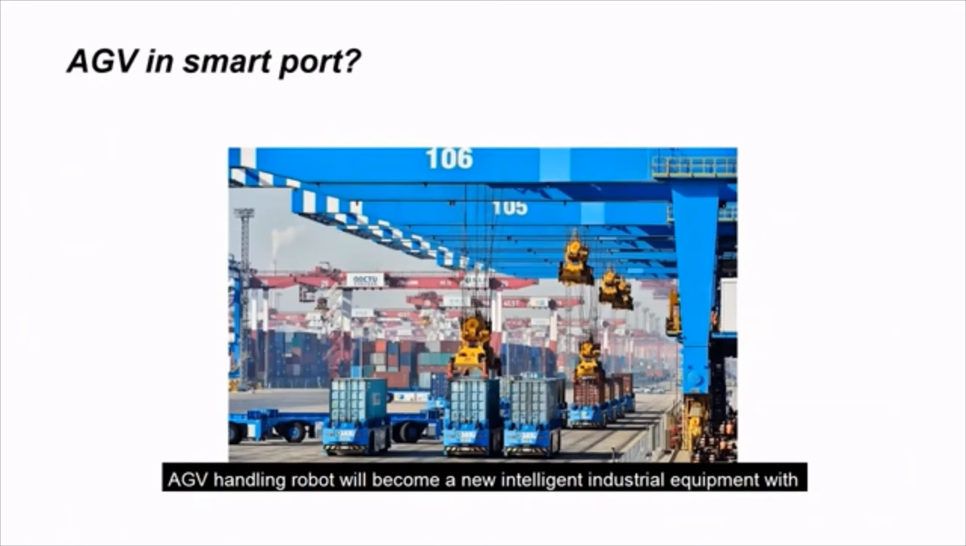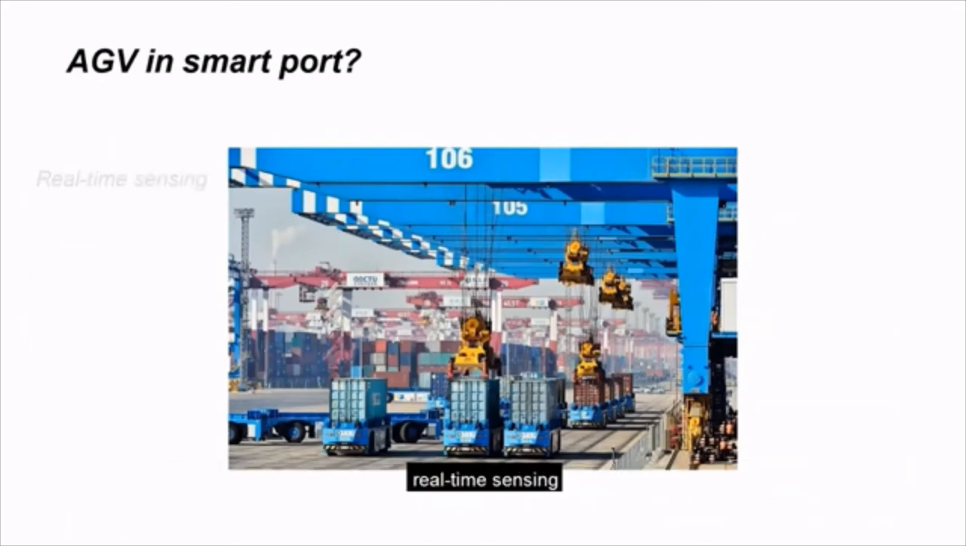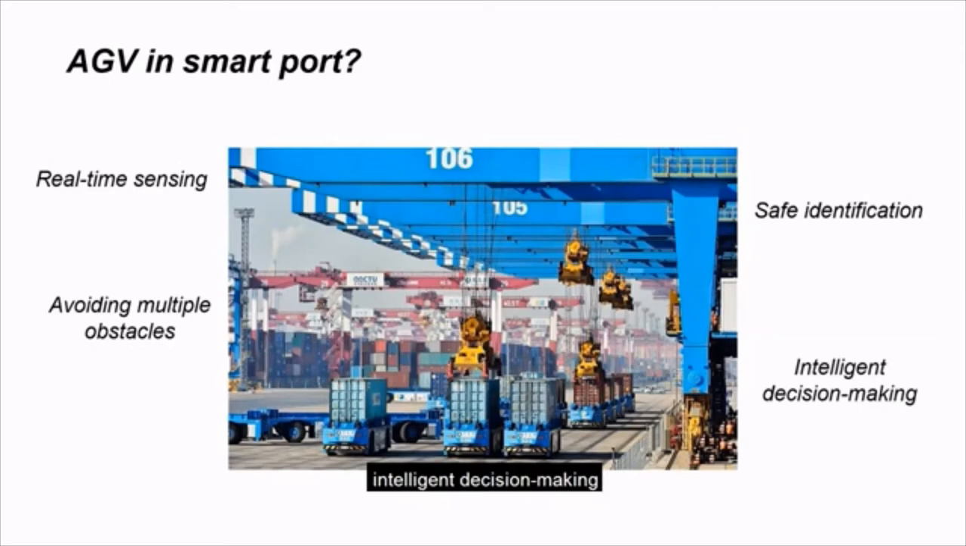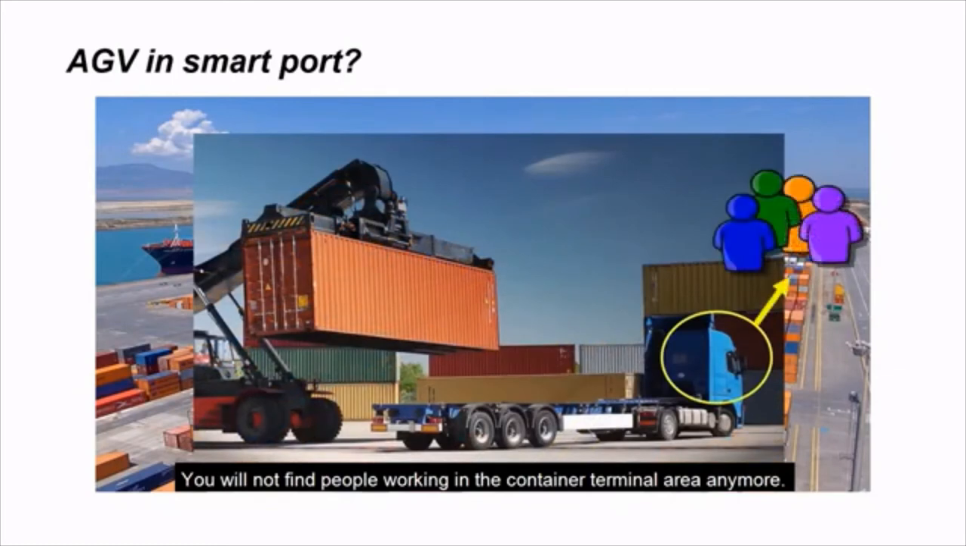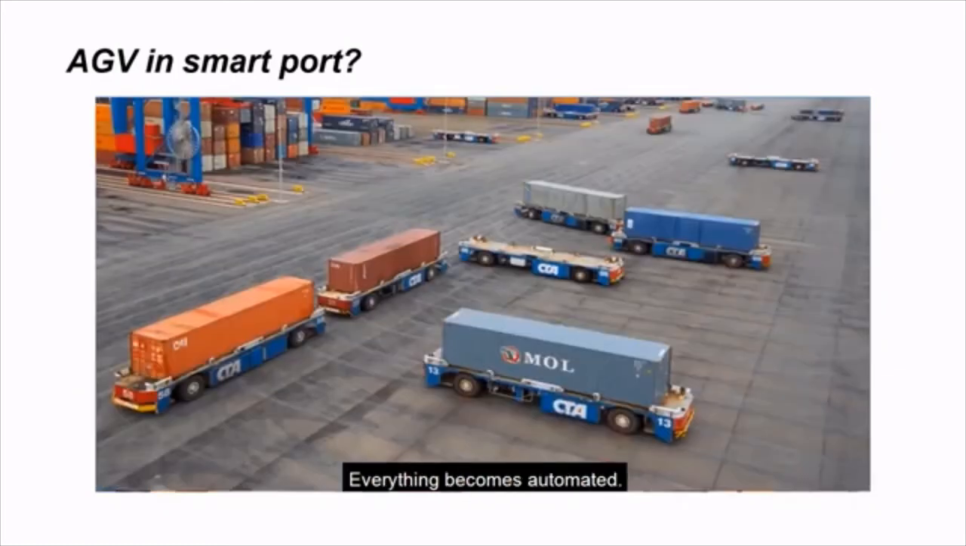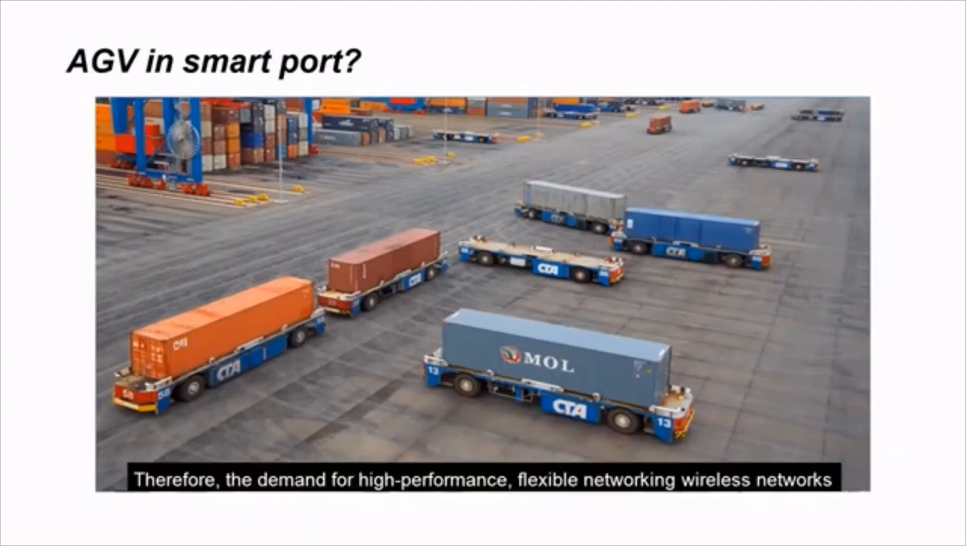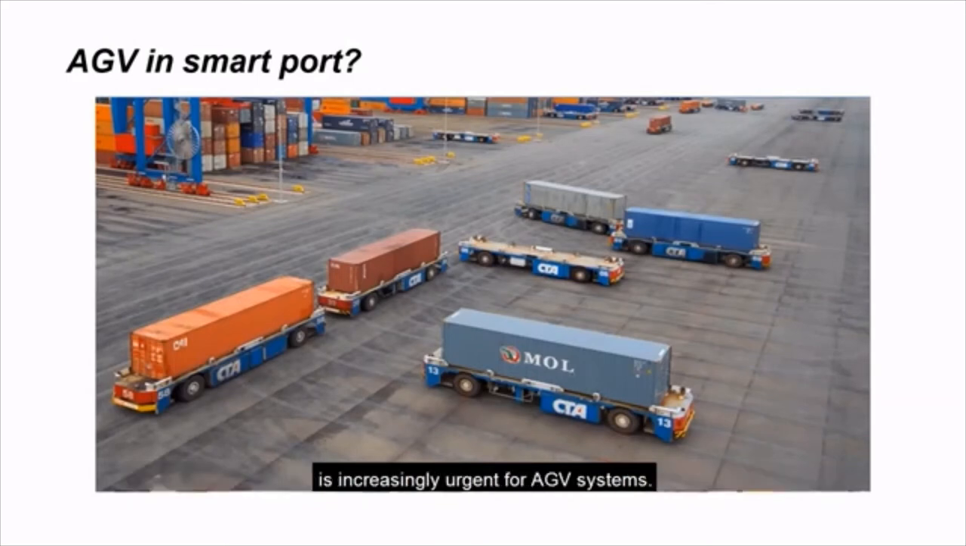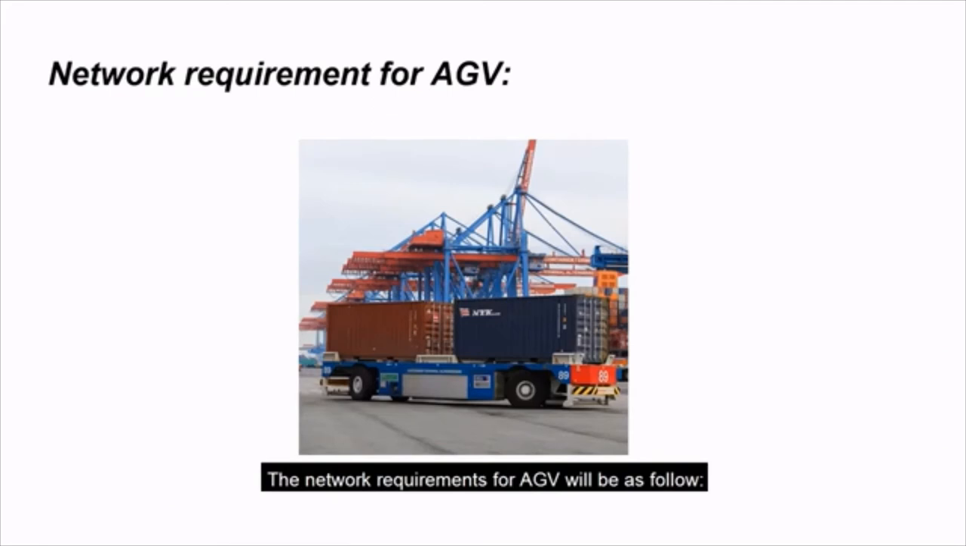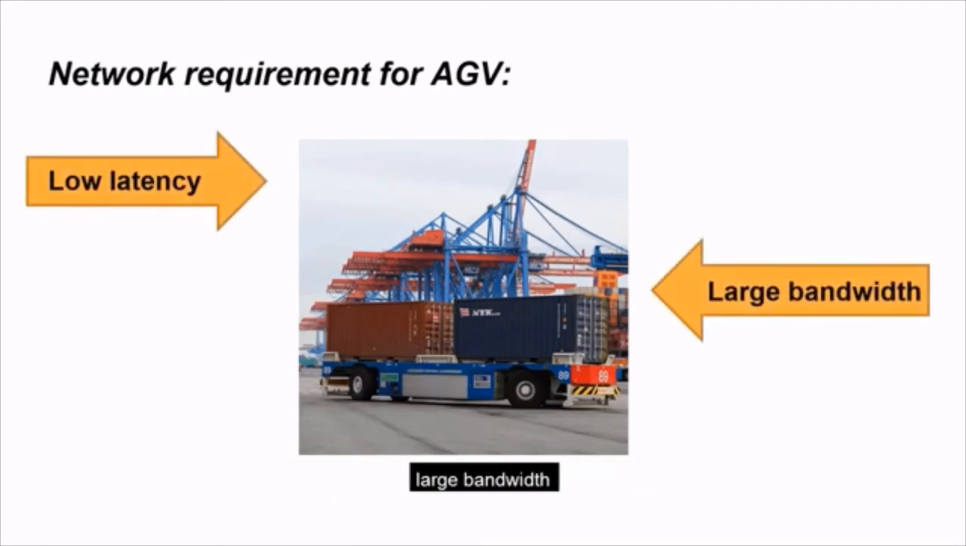AGV handling robot will become a new intelligent industrial equipment with real-time sensing, safe identification, avoiding multiple obstacles, intelligent decision-making, and automatic execution. You will not find people working in the container terminal area anymore. Everything becomes automated. Therefore, the demand for high performance, flexible networking wireless networks is increasingly urgent for AGV systems. The network requirements for AGV will be as follows: low latency, large bandwidth, and high reliability. With 4G, reliability, low latency, and large bandwidth cannot be satisfied at the same time.